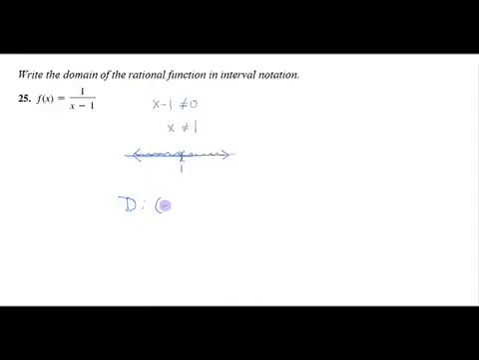Let's write the domain of the rational function in interval notation. Here I have a fraction, and I know that x minus 1 cannot equal 0. If x minus 1 did equal 0, then we'd have division by 0. So solving this gives me x cannot equal 1. If you'd like to see a graph of what this domain would look like, it's going to be everything on the graph shaded except for 1. So in interval notation, my domain is from negative infinity to 1, union 1 to infinity.